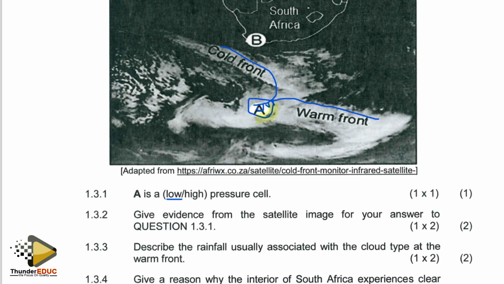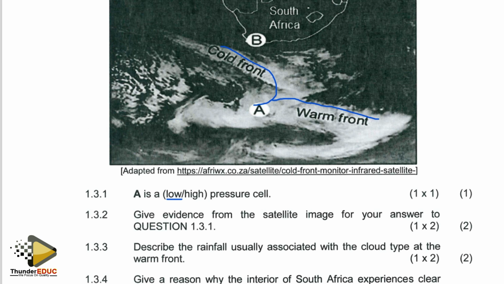Right, let's try to figure out the other questions which follow after this. The next question is talking about the evidence from the satellite image of your answer to 1.31. Why is it a low pressure cell on that part of the system? You can see that's the point where the cold front has caught up with the warm front, or where there is an occlusion on that part of the weather system.